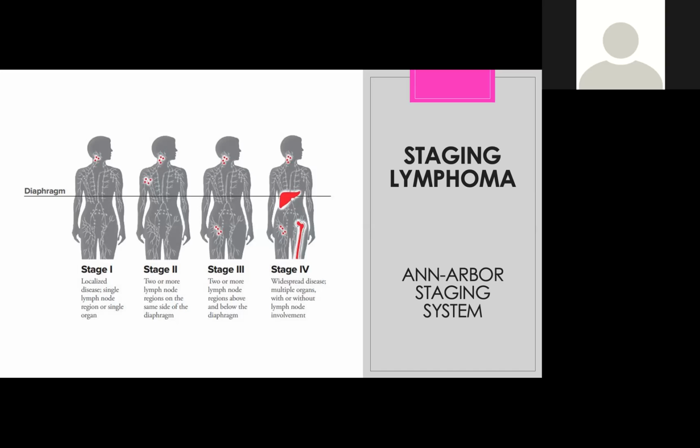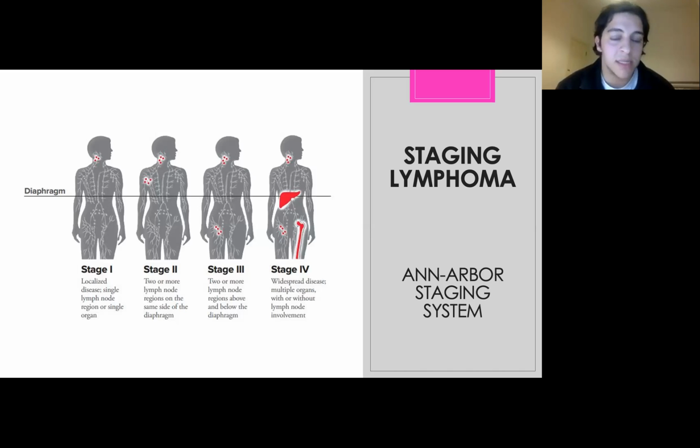So stage 1 is when there's a single lymph node region involved. Stage 2 is when there are 2 or more regions on the same side of the diaphragm. Stage 3 is involvement of regions on both sides of the diaphragm. And stage 4 is involvement of extranodal sites. Whether or not you need to know the individual stages, I don't know. I mean, it may be worth learning, but as long as you know the name Ann Arbor staging system for lymphomas, you should be fine. And the way it's staged is using a CT of the thorax, abdomen, and pelvis. Okay.